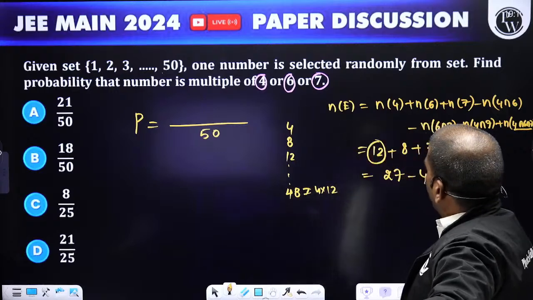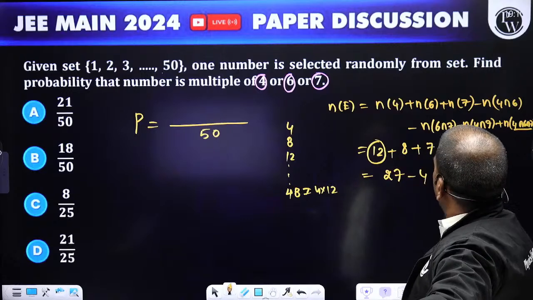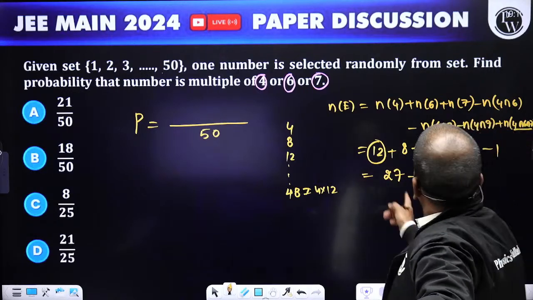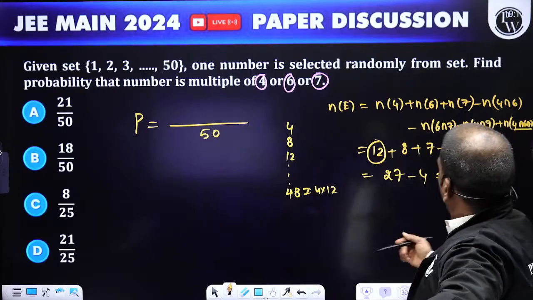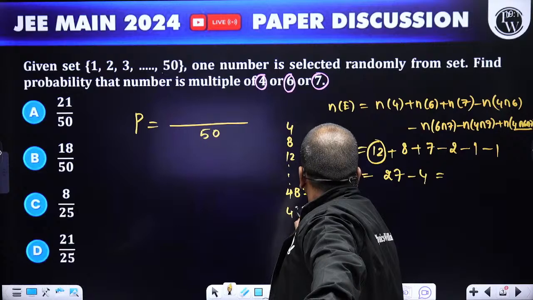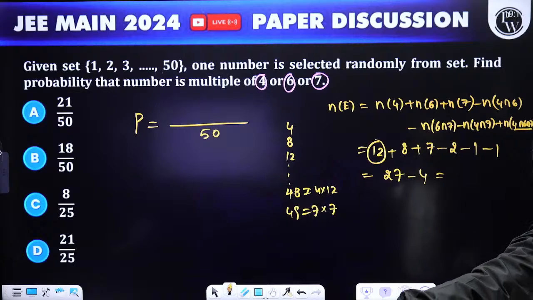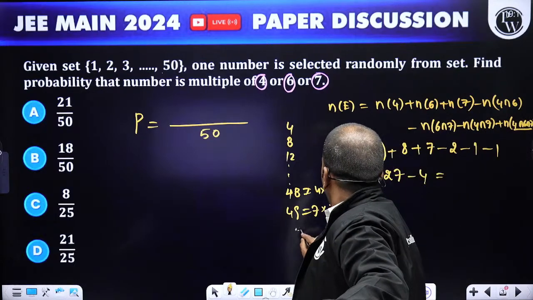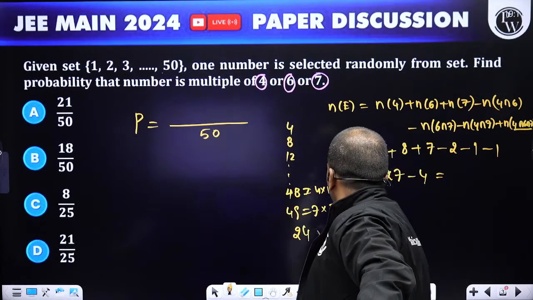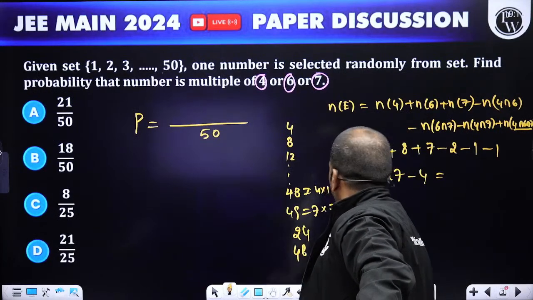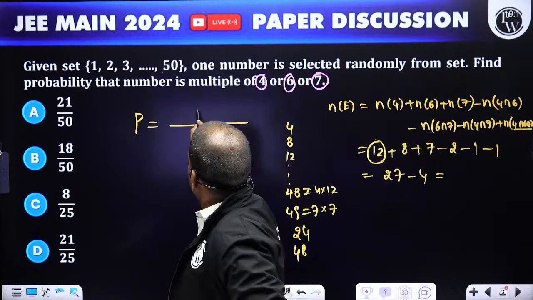So coming to 6. 6, so 27. So 7 again. 49, 7, 7 2s are 14. So 49, 7. So 27, 24. Achha. 24, so 48. 24 and 48. Achha. So this is coming out 23.